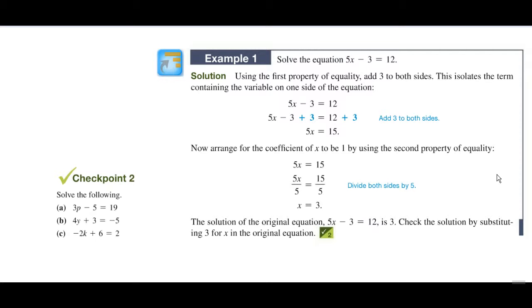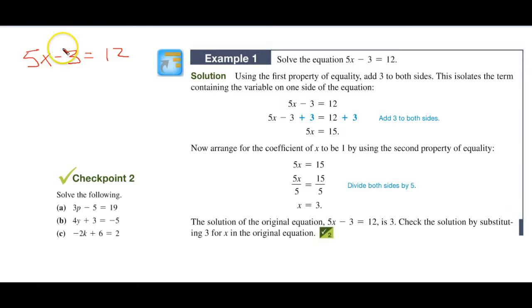Here's a very simple equation, and I'll write it out over here as well. 5x minus 3 equals 12. Now, we had mentioned earlier in this series of lectures that if we take the opposite of a negative 3, which is a positive 3, that makes this a 0. But again, to keep it equal, we have to take that 3 and add it to both sides.